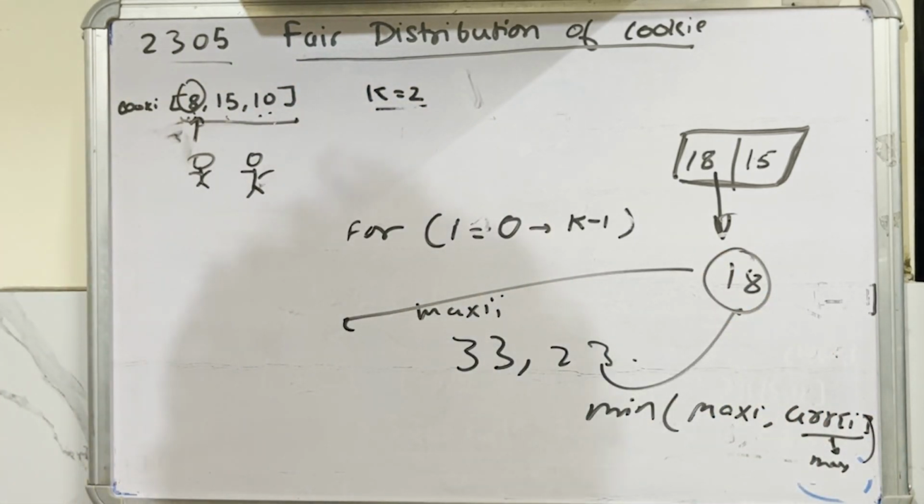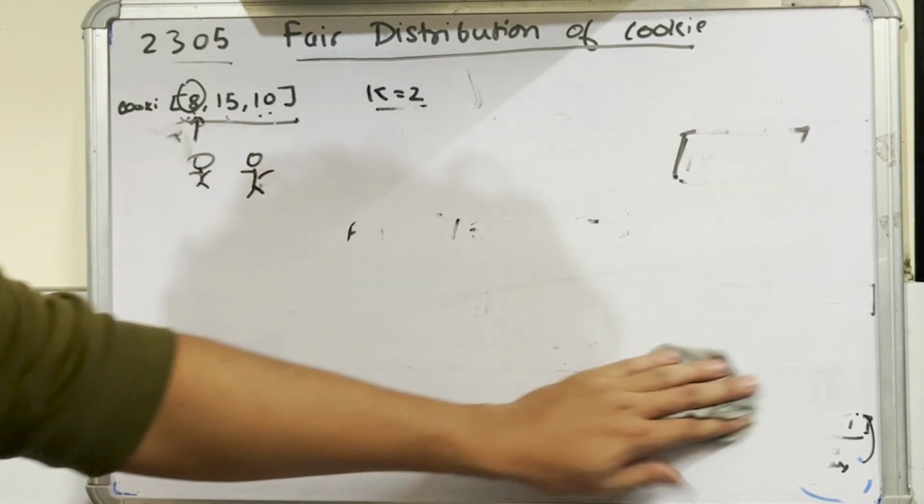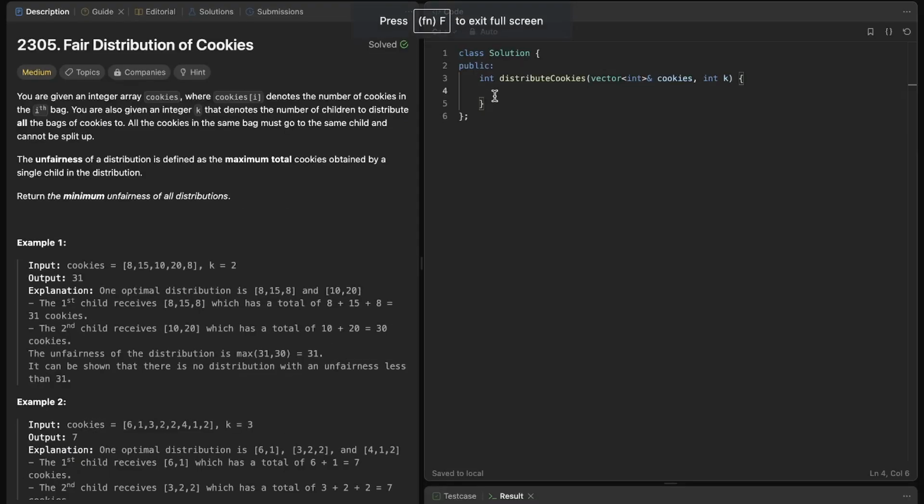So let me show in code, that will be much better. I hope you understand the explanation. Let's go to the coding part. Here we are in our LeetCode. So what I said, first you will create a vector array, or simply an array, of size k, which will store the cookies for the number of children. Like we have 2 children here, so I will create an array of 2 which will store the cookies distribution.